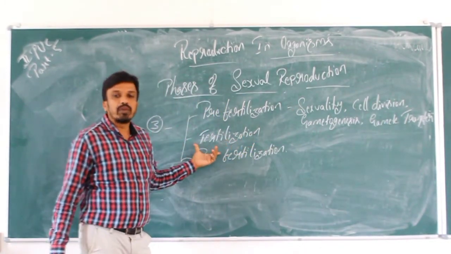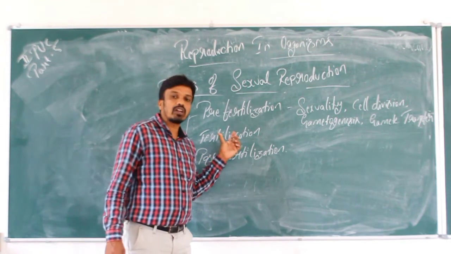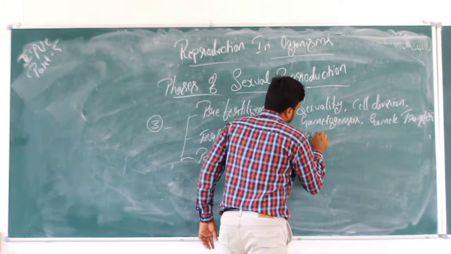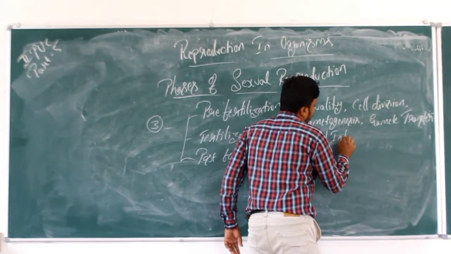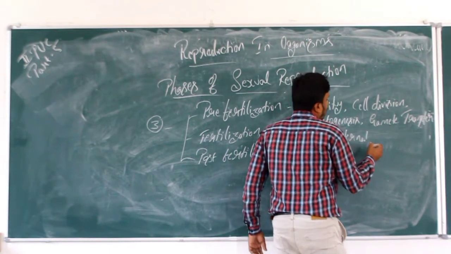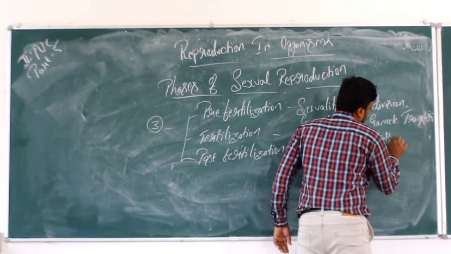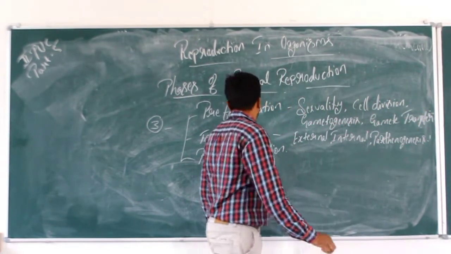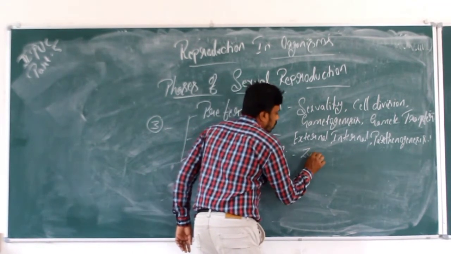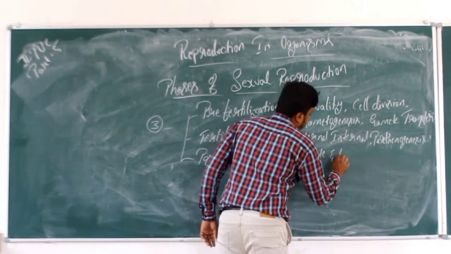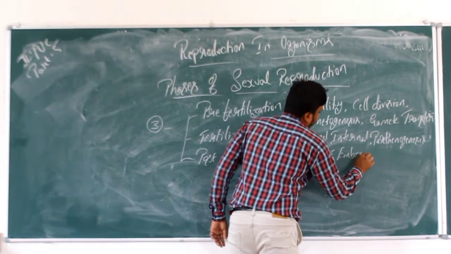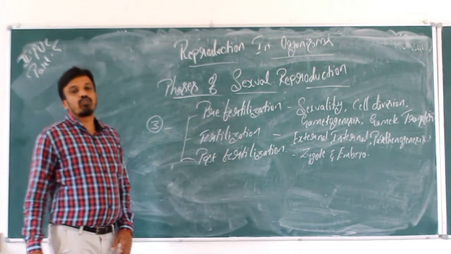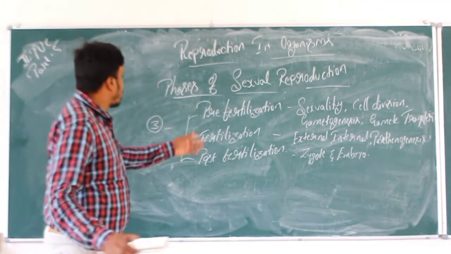Fertilization, the fusion of male and female gametes, is called fertilization or syngamy. It is of three types: one is external, internal, parthenogenesis. And post-fertilization, that is zygote and embryo. Okay, so this is regarding the pre-fertilization, fertilization and post-fertilization. Next, coming to the sexuality.